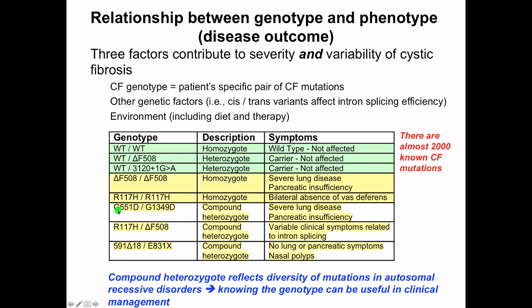In other words, they have two different mutations in the CF gene. Compound heterozygotes reflect diversity of mutations in an autosomal recessive disorder. And knowing the different recessive mutations might be useful in relating to clinical management of people with cystic fibrosis. I'm not going to ask you at this point in the course to know what these different mutations stand for or even know what the symptoms are.